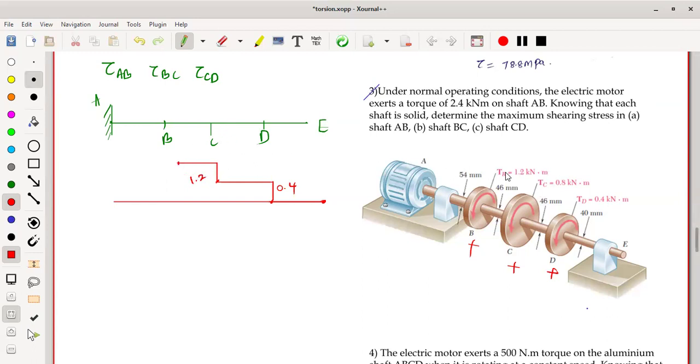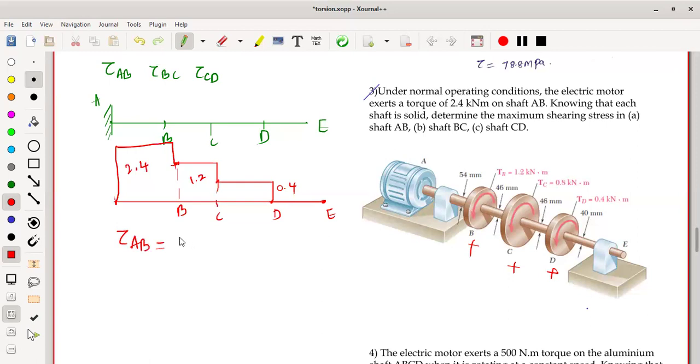So again, 1.2 up to the position of B, because this point is B, this point is C, this point is D. So here it is 1.2. If you add again, the height is going to be 2.4. So it is a twisting moment diagram. So here we are asked to calculate the tau maximum. So it is very simple. Just tau AB you have to calculate.